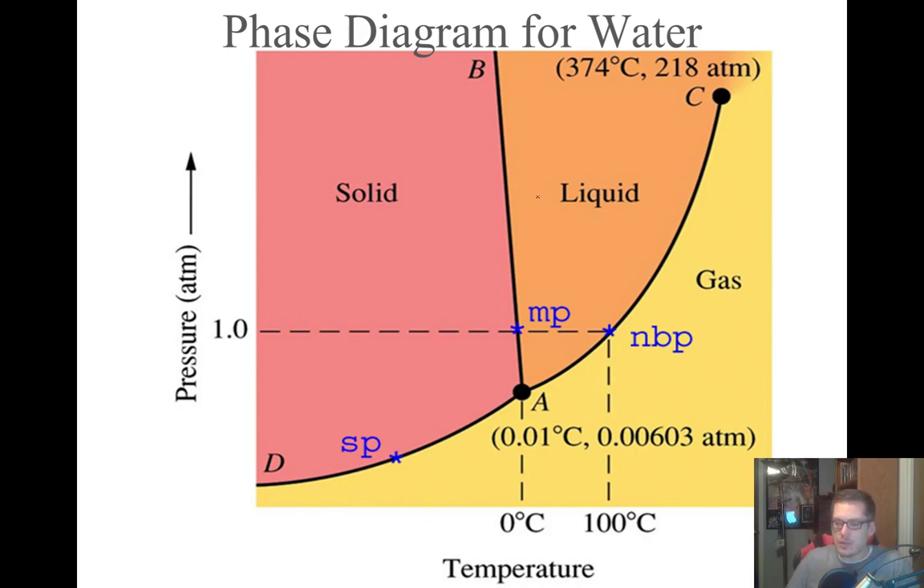All right. Also notice that because of the intermolecular forces, water's critical point is at a very high 218 atmospheres, 374 degrees Celsius. That's 218 times the atmospheric pressure of the Earth. They've got the normal melting point, and this is the normal boiling point. Notice at 100 degrees Celsius, we're at 1 atmosphere. We talked about that in the previous video. And then this would be the triple point right here, at 0.01 degrees Celsius and 0.00603 atmospheres.